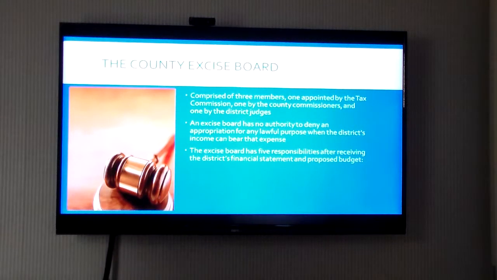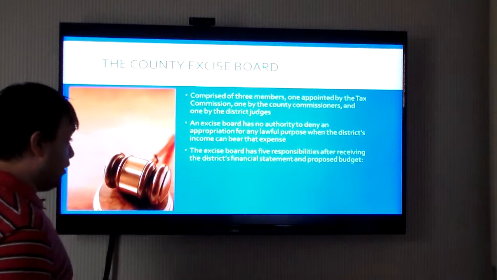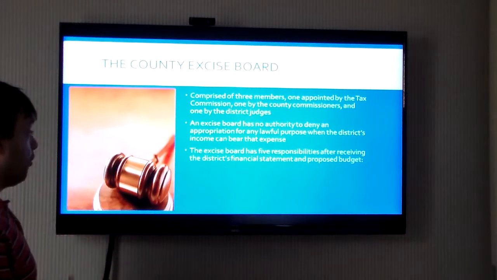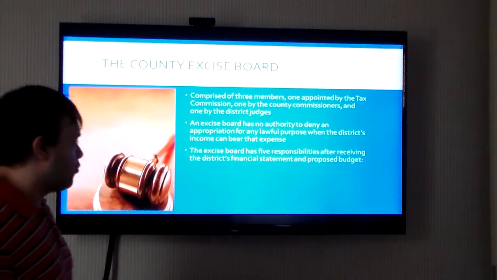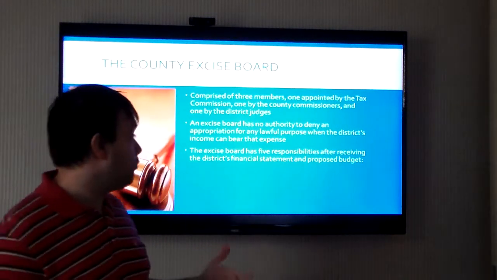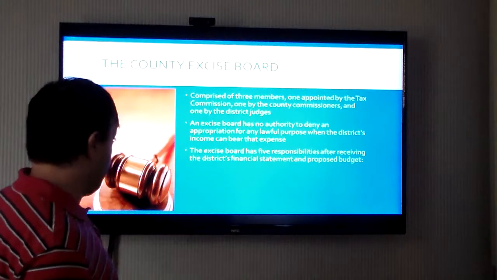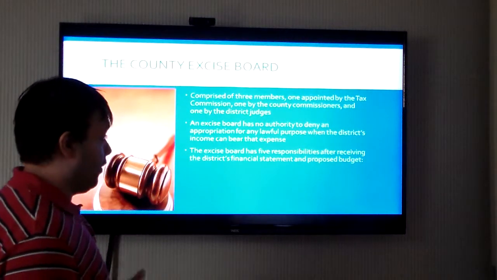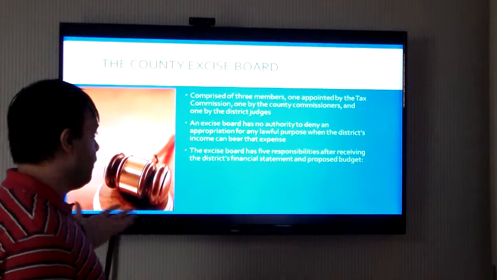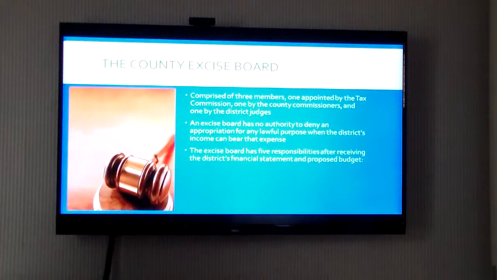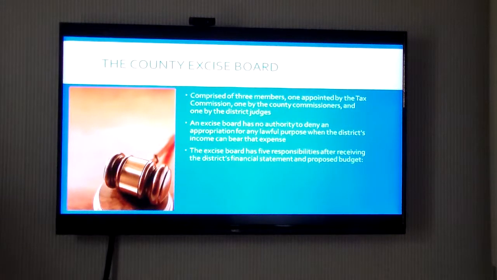So the county excise board is there basically to see where the appropriation is going, and they are overseeing any district's financial statement and proposed budget. They're going to work at the county level with the tax commission to basically make sure that the budget is fair. It's not being unfair for taxpayers, and it's something that's feasible and able to be implemented at the school level.